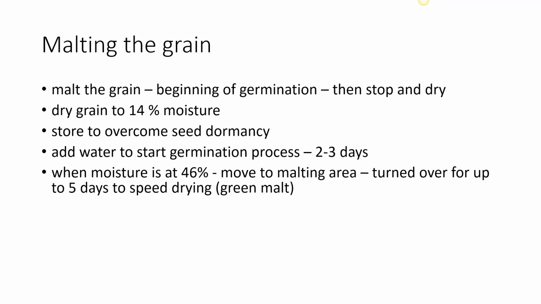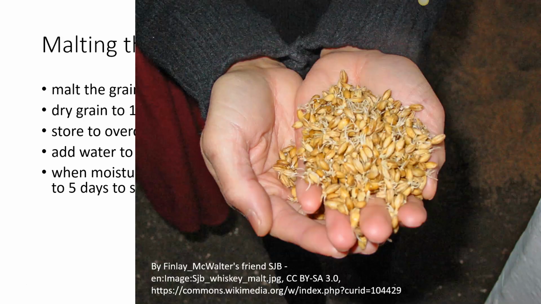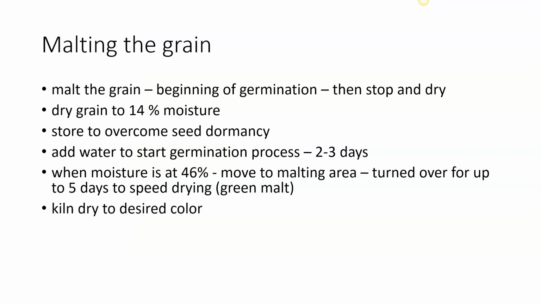Now what's happened is you've changed the starches into sugars, be they simple sugars or more complex sugars. You get a material that looks like this. You can see the small radical and the small stalk coming out. This material is then proper for the next process. We kiln dry it to get to a desired color. The more you dry it, the more intense the color will get. The more intense color, that's going into your beer when you're fermenting it. It becomes diastatic. Diastatic means that you have changed the starches into sugar.